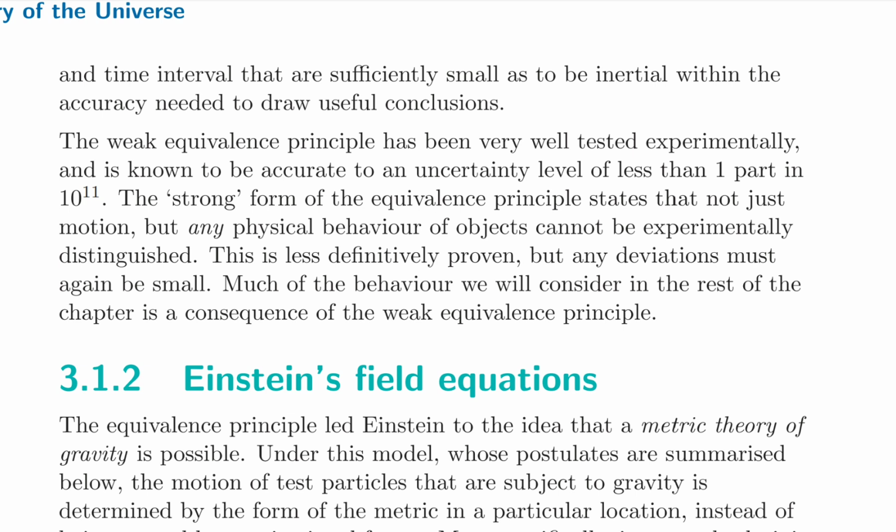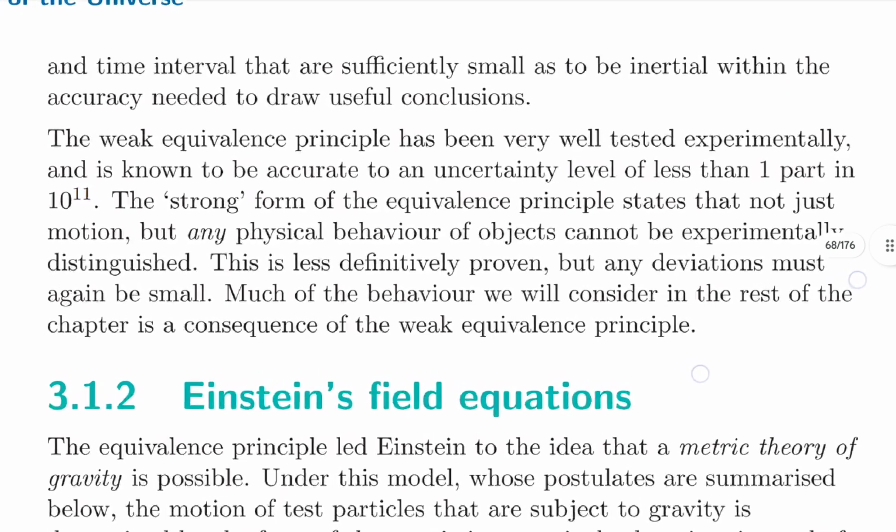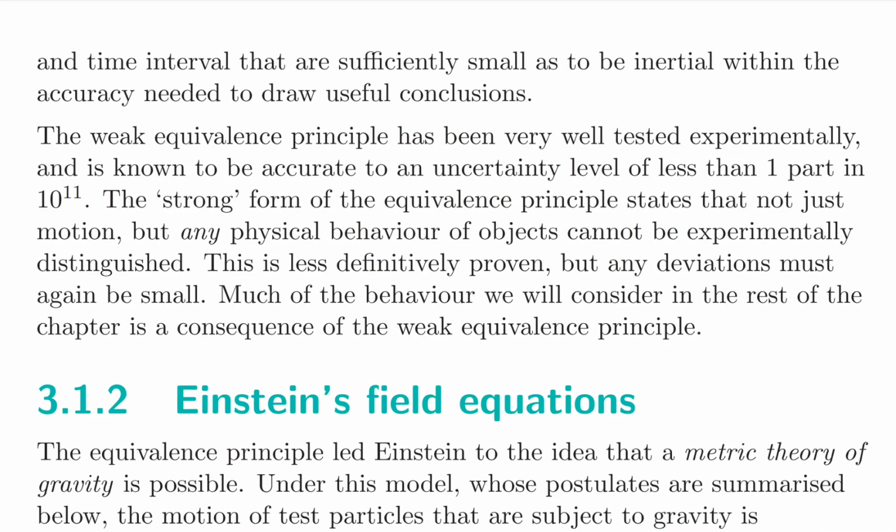The weak equivalence principle has been very well tested experimentally and is known to be accurate to an uncertainty level of less than 1 part in 10 to the power of 11. The strong form of the equivalence principle states that not just motion, but any physical behavior of objects cannot be experimentally distinguished. This is less definitively proven, but any deviations must again be small. Much of the behavior we will consider in the rest of the chapter is a consequence of the weak equivalence principle.